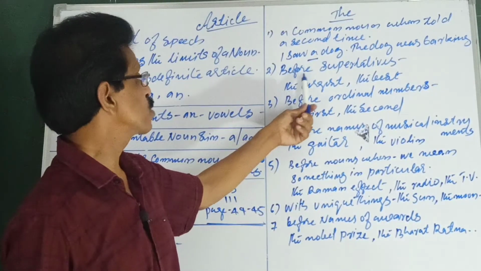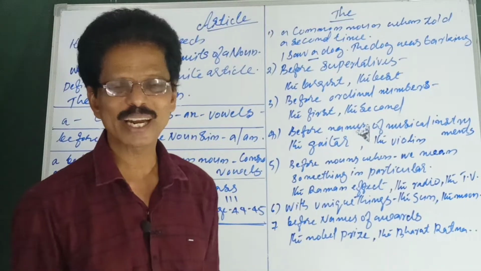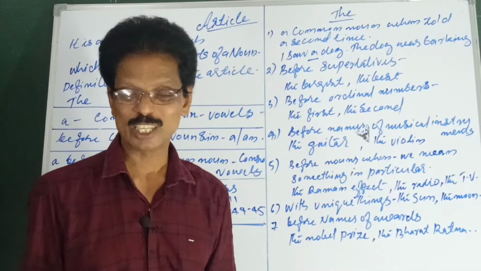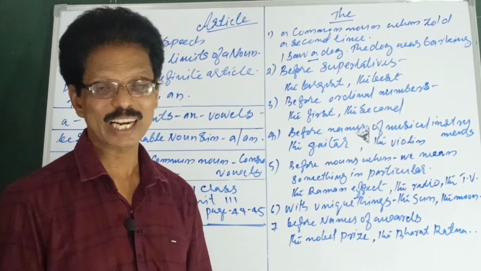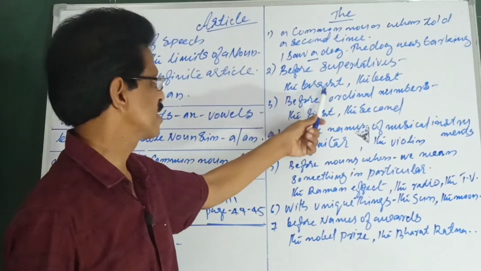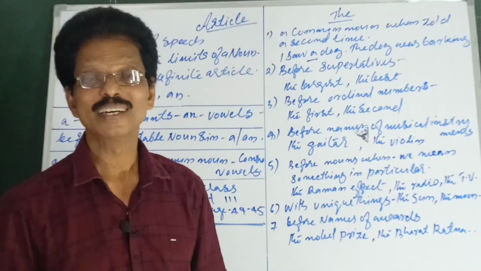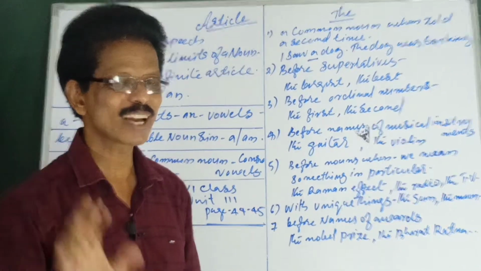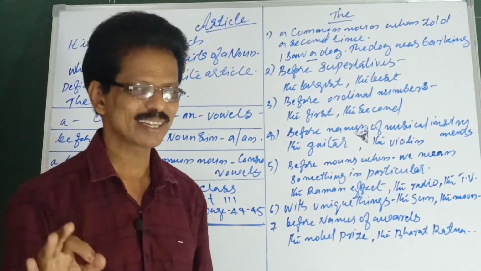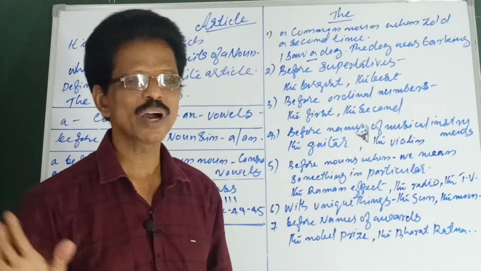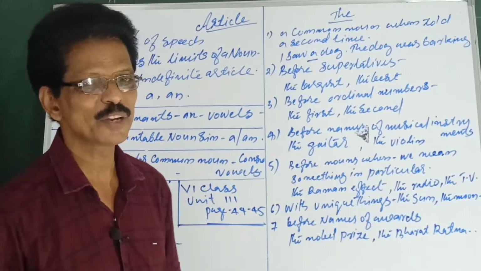Like that. Number 2, before superlatives. You already studied degrees of comparison. Superlative degree: the best, the tallest, the highest, the cleverest, the largest. Very simple. With the superlative, you must always use the, because only one is there, no? The tallest, the cleverest, the most beautiful, the most intelligent. So in that way, you have to use the with the superlative degree.